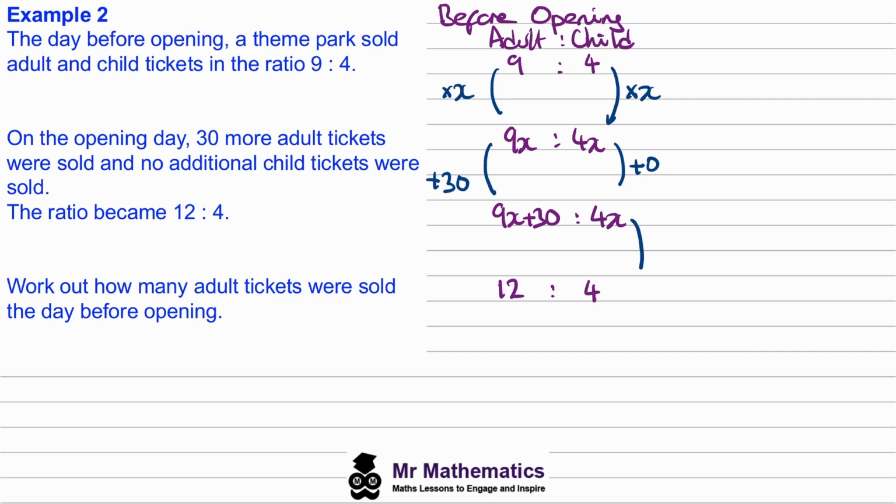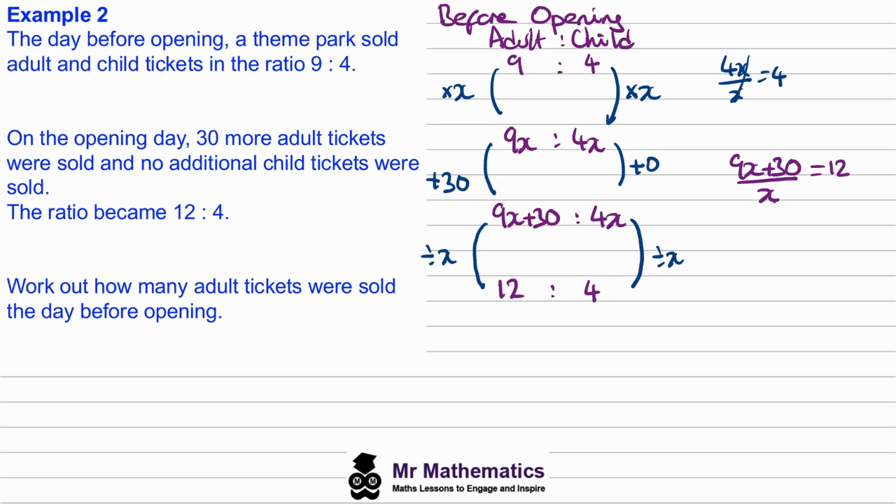So if we divide the 4x by x, then 4x divided by x will make the 4. We need to do the same to the adults. We'll divide this by x, so the ratio remains balanced. Then we'll get 9x plus 30 divided by x, and this will become the 12.